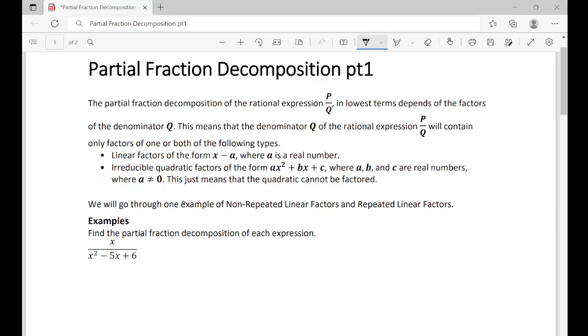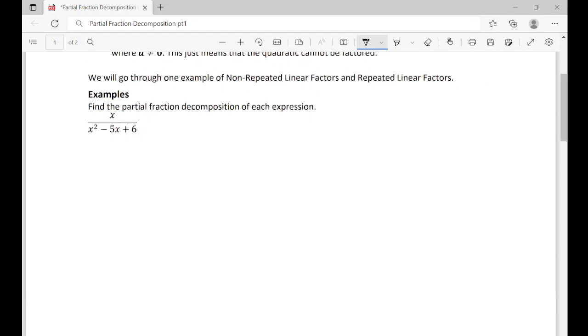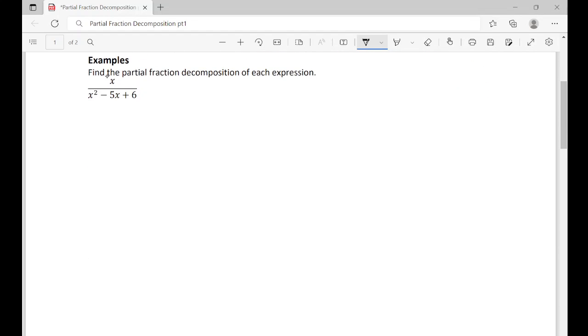Here I'm going to go over one example of non-repeated linear and repeated linear factors. So we're going to find the partial fraction decomposition of this rational expression. The first thing I want to do is factor this out. So I'm going to get x over the factored form of the denominator, which is going to be x minus 3 and x minus 2.